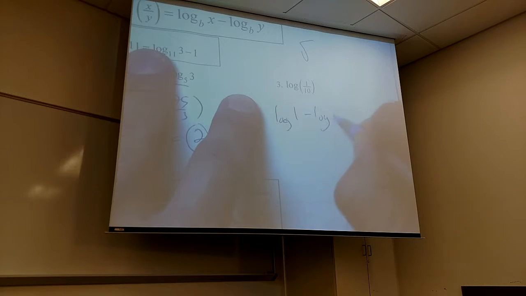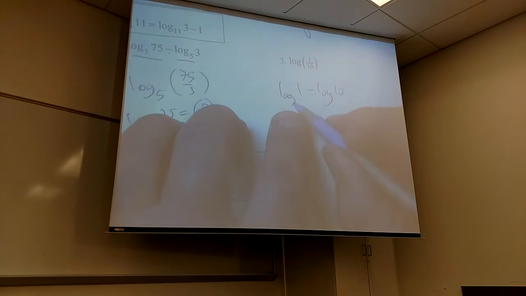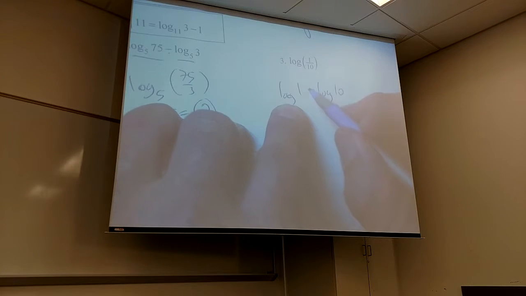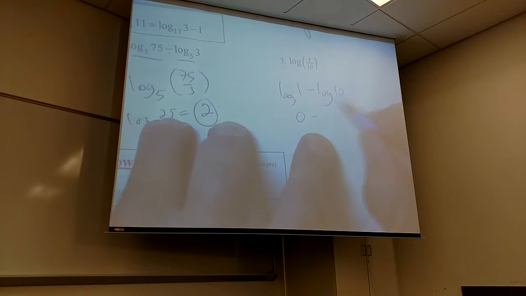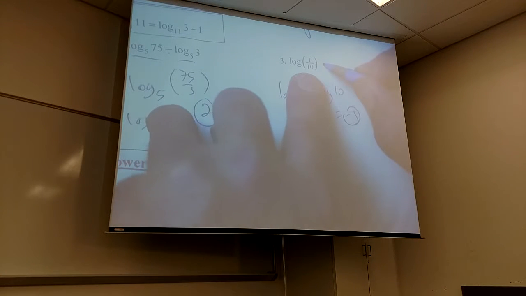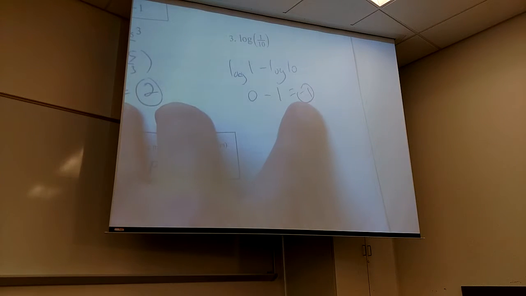minus log 10. Log of anything 1 is going to be what? Log base anything of 1? 0. You raise anything to the 0 power to get 1. And what's log base 10 of 10? 1. So we get negative 1. Now what's the quicker way to do this? If the base is 10, what power do I use to make it become 1/10? A negative 1 power. Same answer we just got, right?